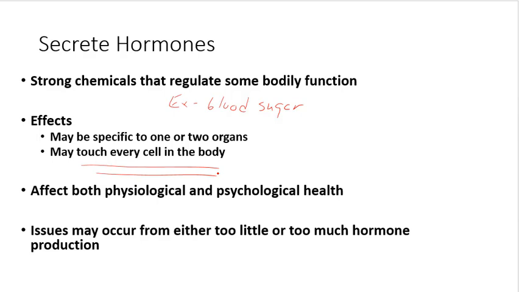Hormones may influence both physical and psychological health. Ever hear of menopause? Ever meet a lady going through it? Finally, when we think of medical conditions, problems can be caused by both too little or too much hormone production. For example, there are two thyroid-related problems: hyperthyroidism, too much thyroid hormone, and hypothyroidism, too little.